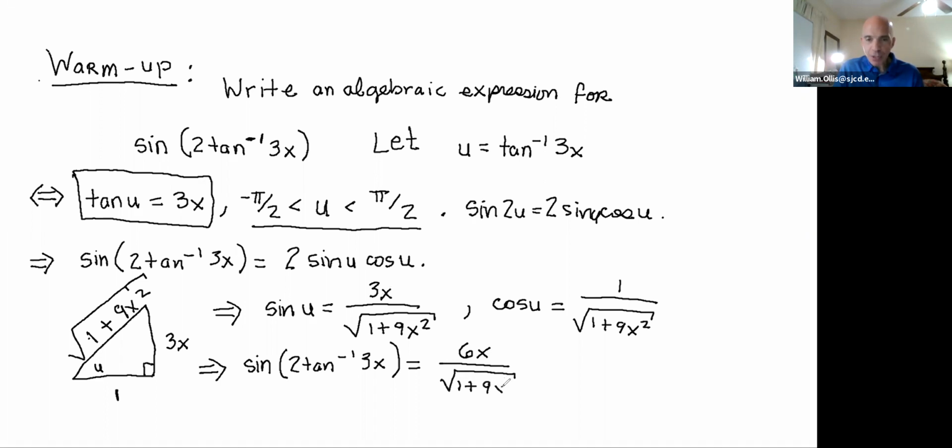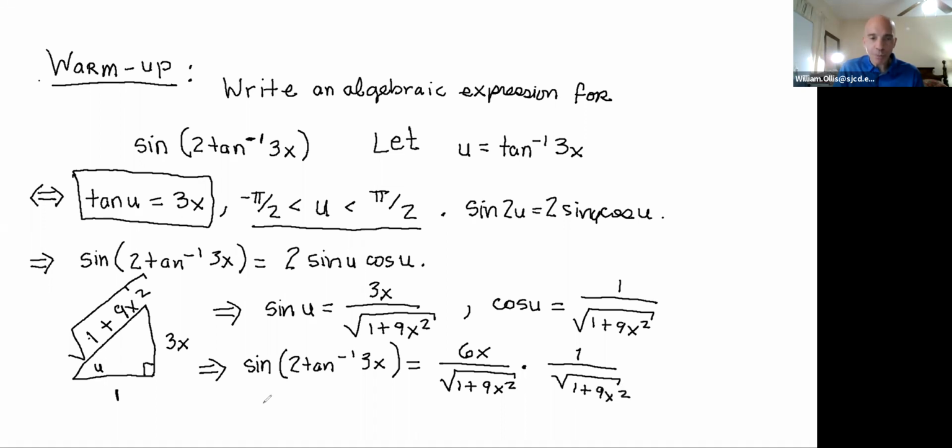Writing on the tablet certainly makes me go slower, so you'll probably be very grateful for that. And then of course, the cosine is 1 divided by the square root of 1 plus 9x squared.